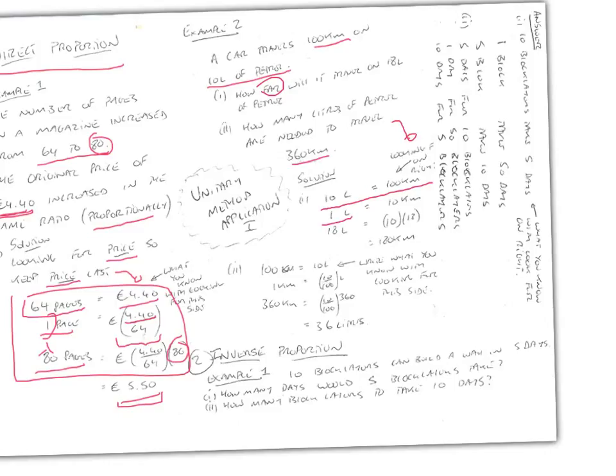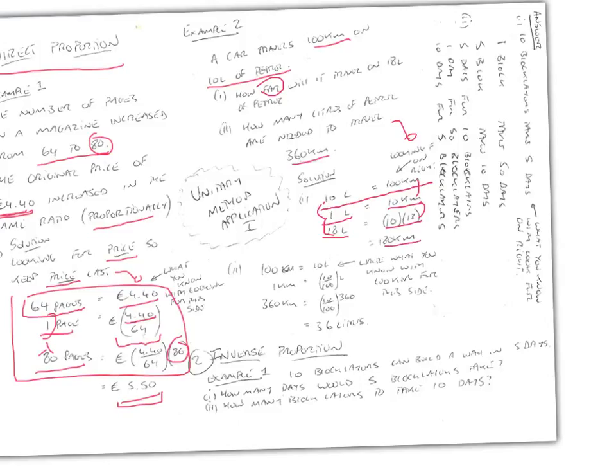So 1 litre would take the car 100 divided by 10 kilometres. Therefore 18 litres will take the car 100 divided by 10, times 18. So we divide by 10, times 18, 180 kilometres.